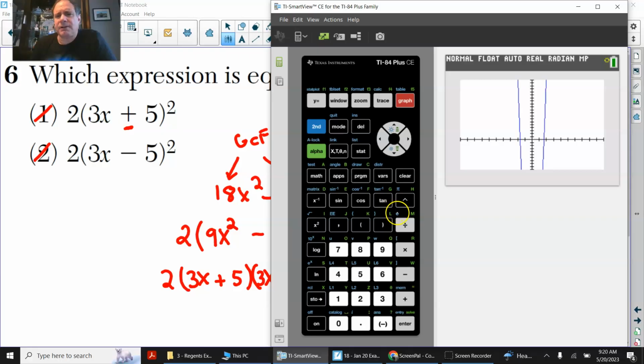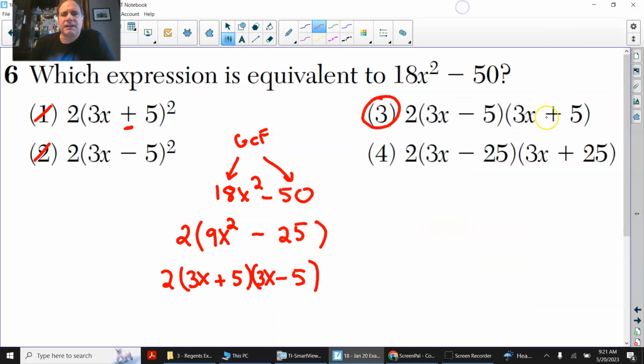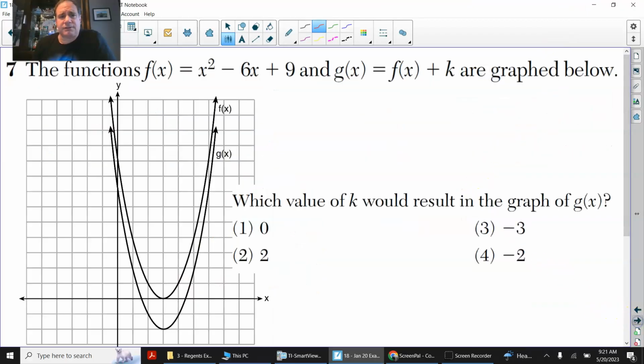There's the first parabola, and you see the second parabola is in red. And it's the same coordinates. So that's the one that works. That is the only one that works. And that is your answer.